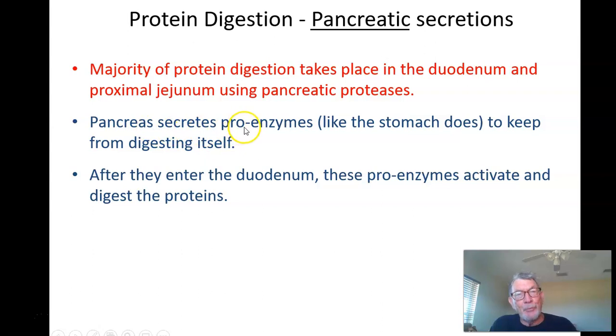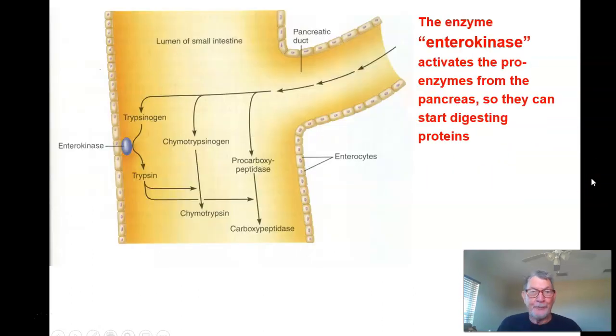Remember, they come in as proenzymes and then have to be activated after they enter the intestine. So here they come. There's bile coming in here, which is going to help out with fat. Here comes the pancreatic juice full of these proteins. We have trypsinogen, chymotrypsinogen, and procarboxypeptidase. Trypsinogen is activated by an enzyme in the intestinal wall into trypsin. And then it activates the other guys.